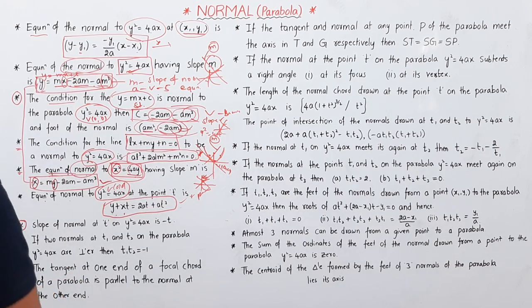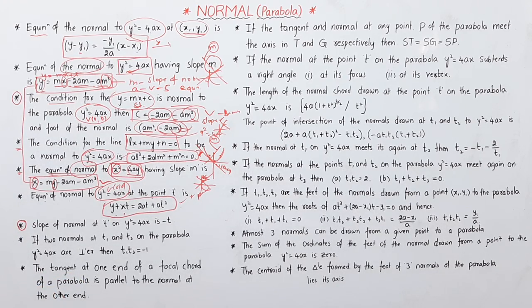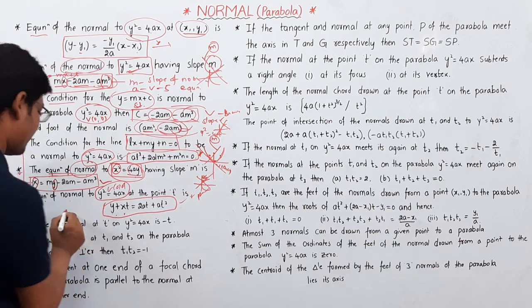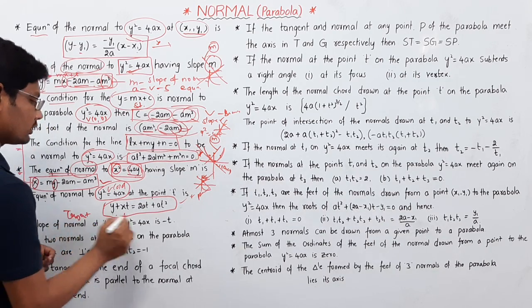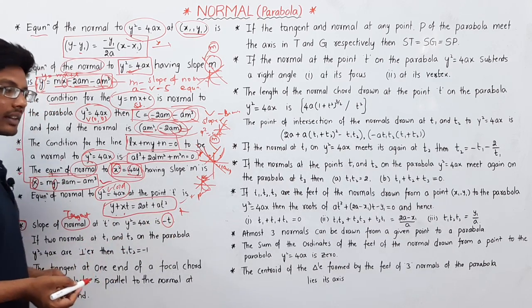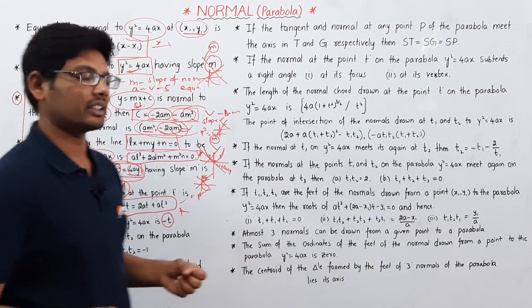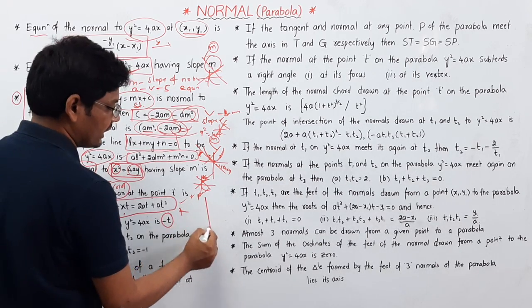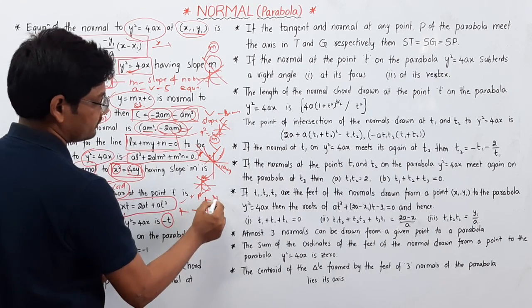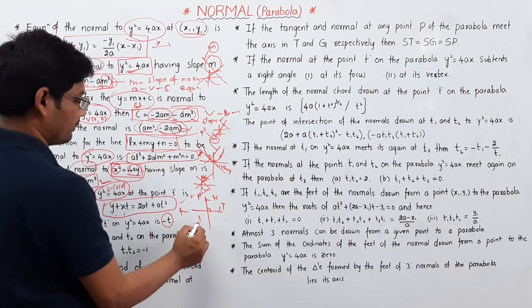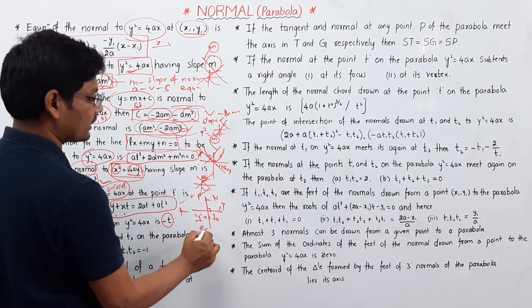Here, the slope of a tangent at t on y square is equal to 4ax is t, and for the normal, automatically it will become minus t. In the last case we discussed that the slope of a tangent at point t is t only. Here tangent and normal are always perpendicular to each other.